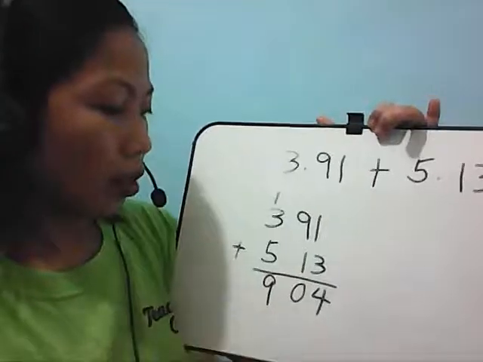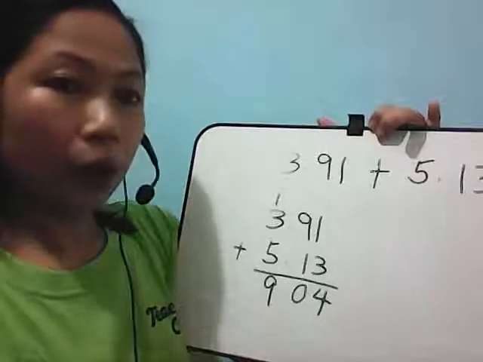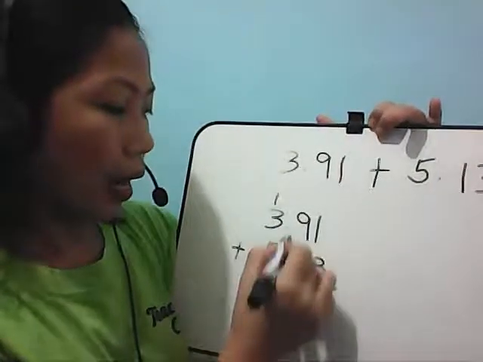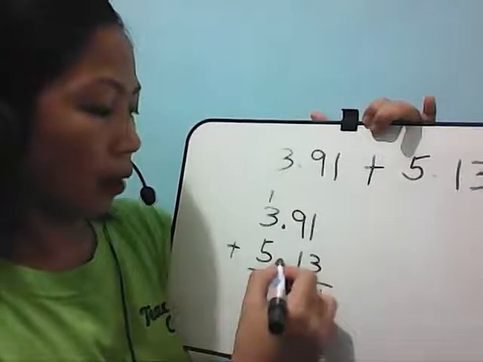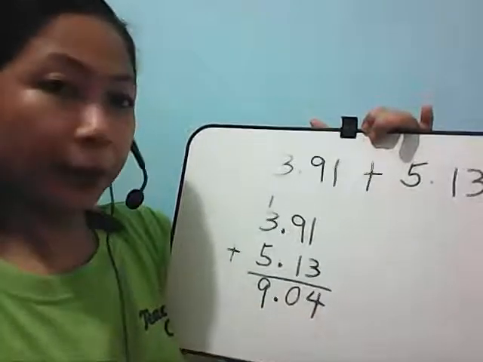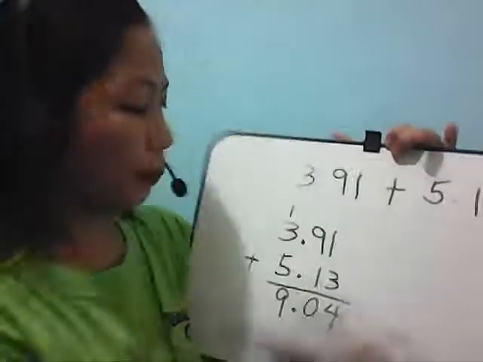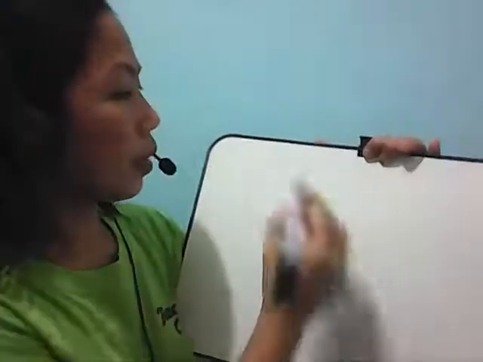Okay. So where are we going to write our decimal point? Of course, here. Dapat naka-aligned silang to. What do we call this? Decimal point. Dapat naka-aligned po yan. All right. So we have another example, to make it master.